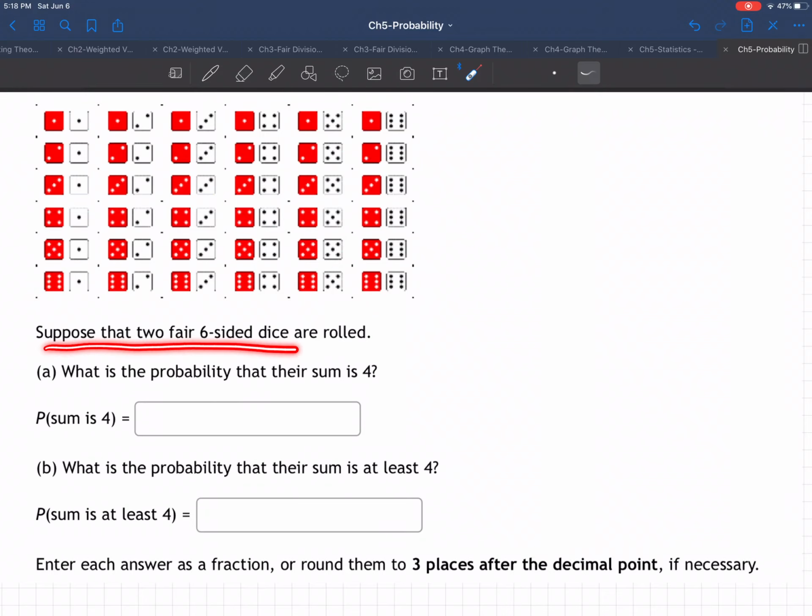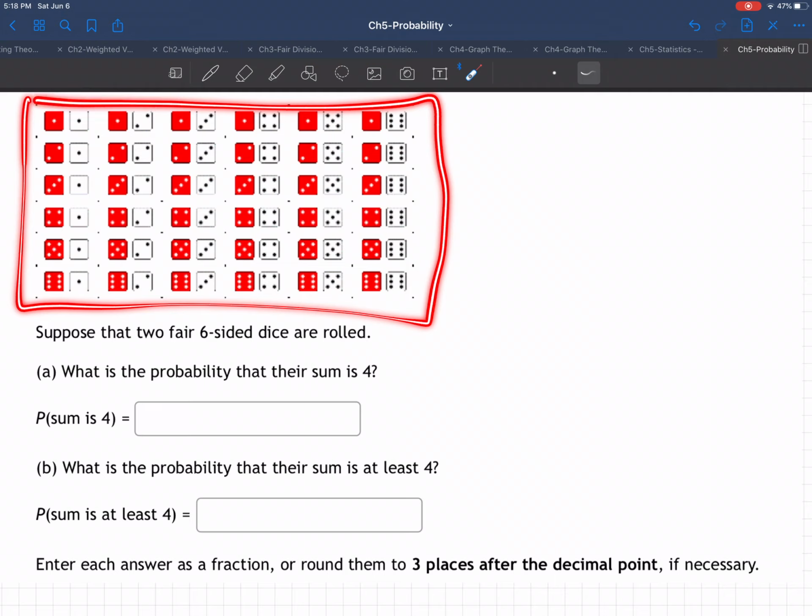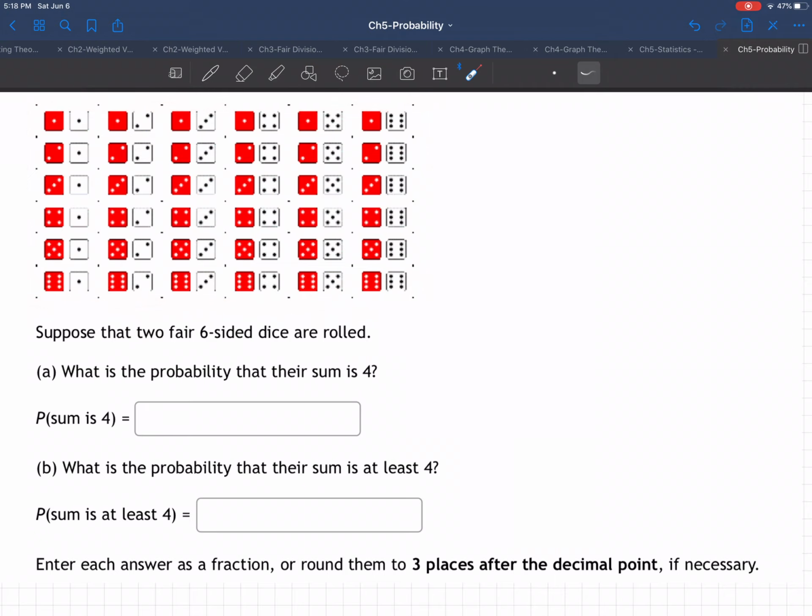Suppose that two fair six-sided dice are rolled. What is the probability that their sum is 4? So you can see right here all the things that can happen when you roll two dice, right?